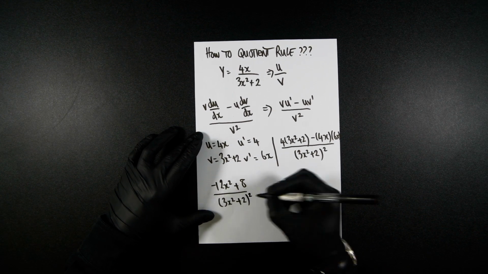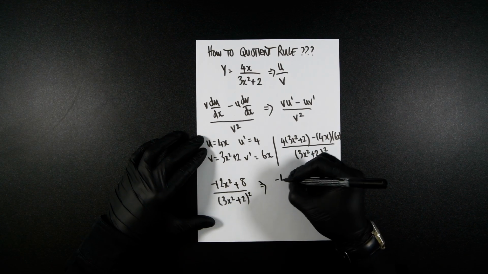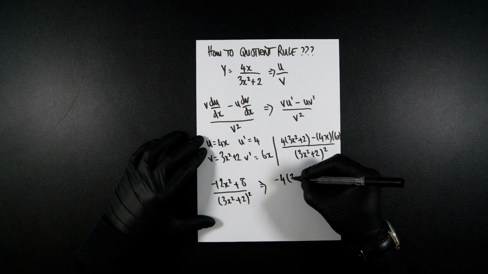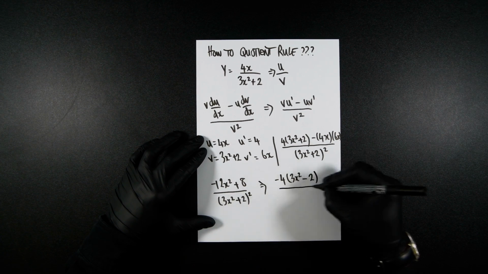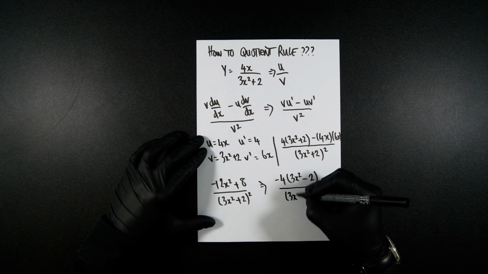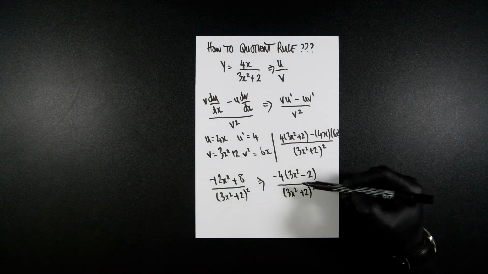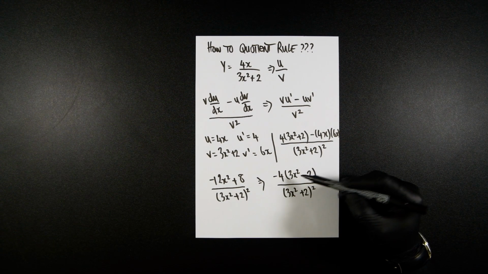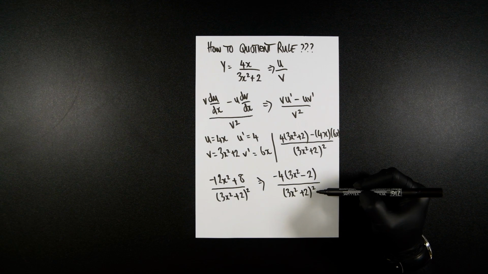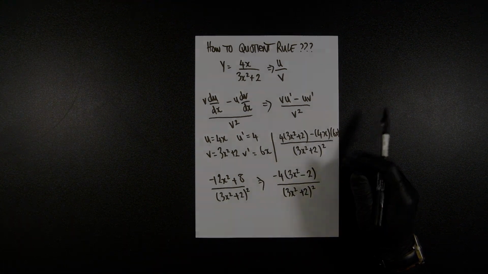Now we can factorize the top, so we'll get minus 4, and it's going to be 3x squared minus 2, all divided by 3x squared plus 2 squared. It would be great if this was also a positive, because then it would cancel out and you would actually have minus 4 over 3x squared plus 2, but it isn't, and that has been successfully differentiated.